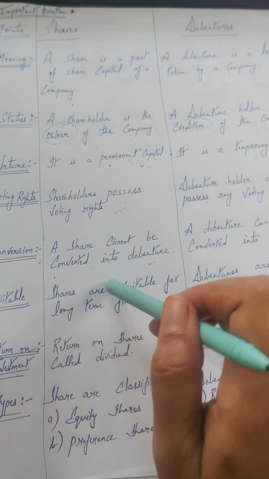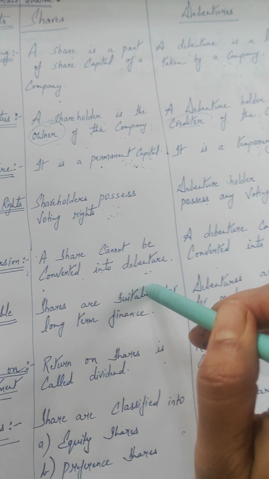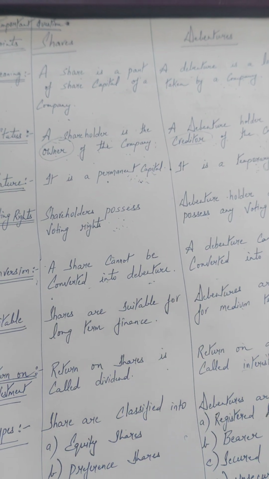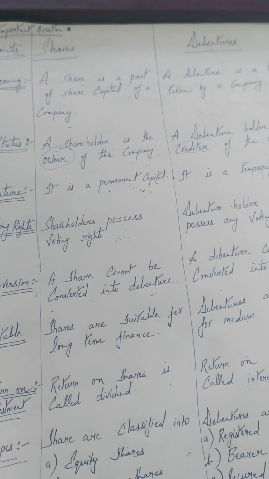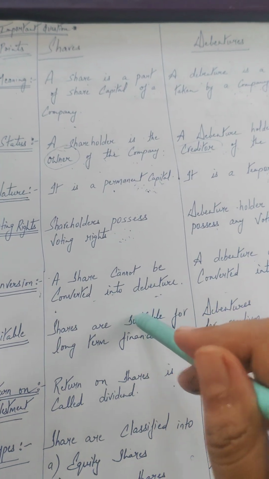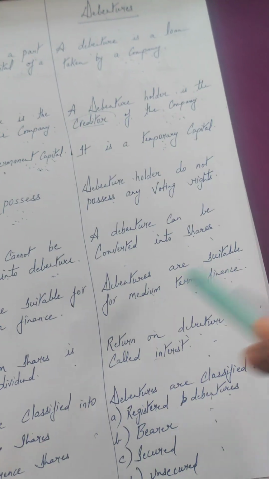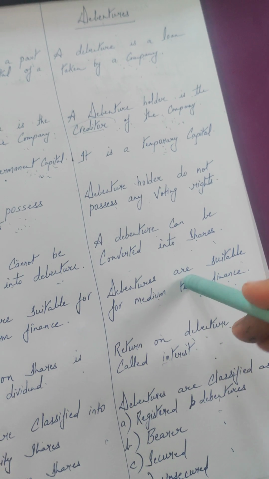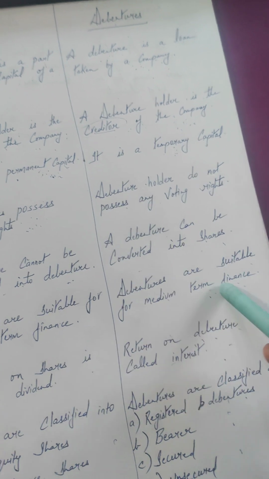Why are shares suitable? Shares are suitable for long-term finance. We have purchased the share, you just keep it, and after some period you sell it, so that you will get a profit. So shares are suitable for long-term finance, and debentures are suitable for medium-term finance. We are taking a loan not for a longer term but for a medium term. That is the reason it is a medium-term finance.